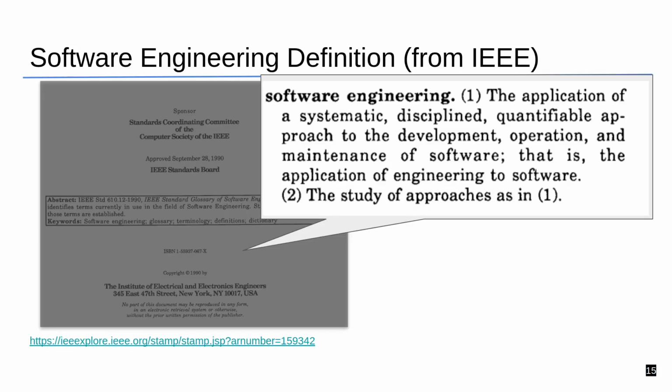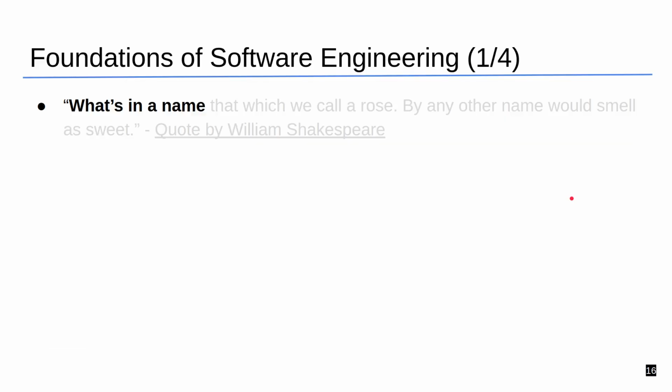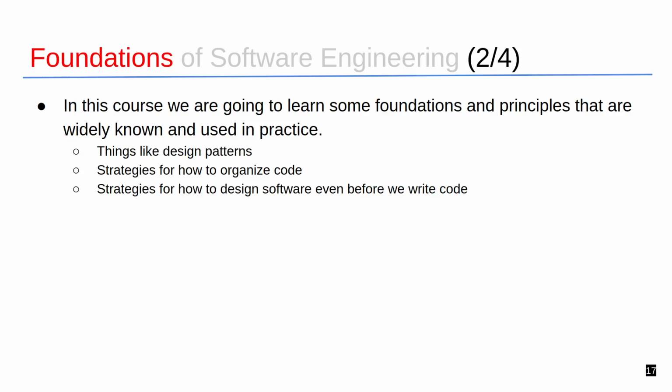Okay, so what is this course? Well, it's a software engineering course, so I always try to find some formal definition of what this means. Software engineering can be a very broad term. So IEEE, which is a professional organization, has defined it as the application of a systematic, disciplined, quantifiable approach to the development, operation, and maintenance of software. That is, the application of engineering to software. Okay, so software engineering, I guess, self-explanatory. So what's in the name here?